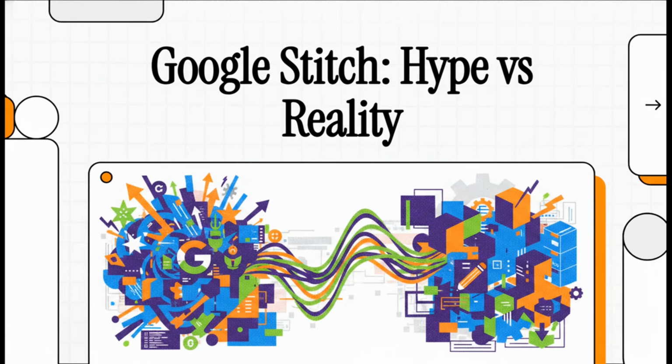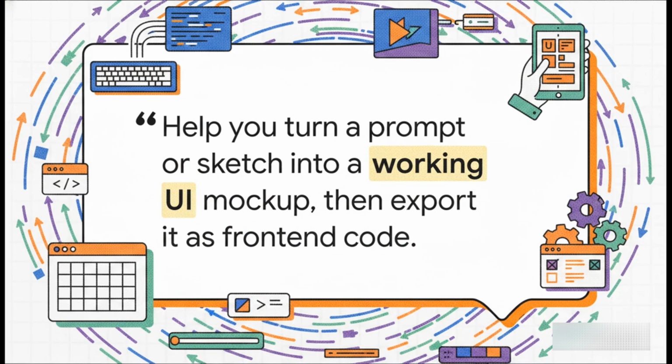Today, we're tearing down a tool that has the entire design and developer world buzzing right now. It's called Google Stitch. This is the highly anticipated AI UI tool straight out of Google Labs, and we are going to separate the pure design hype from the grounded reality. Is this actually the end of traditional UI design as we know it, or is it just another flashy experiment? Google is making a massive, bold promise with this one.